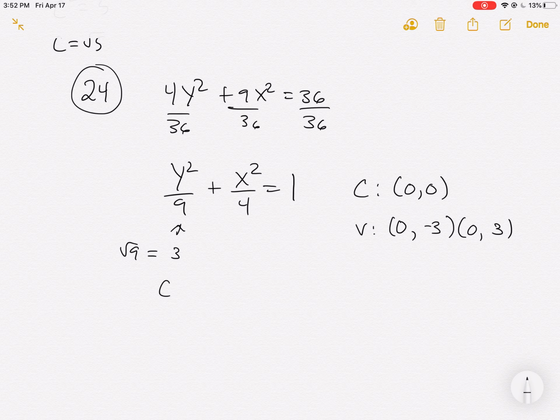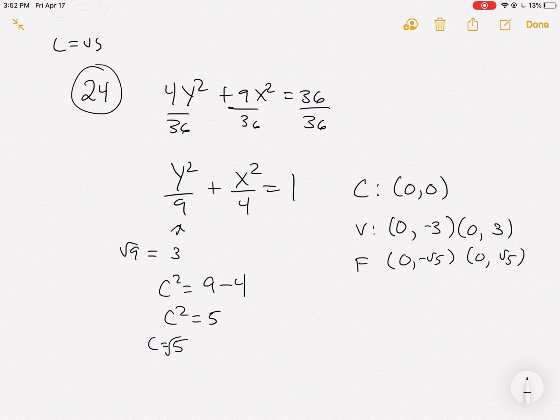And then what's our c squared? It's always the bigger square minus the smaller square. So c squared again is equal to 5, so c is equal to root 5. And so what are our focus points? They are 0, negative root 5, and 0, root 5.